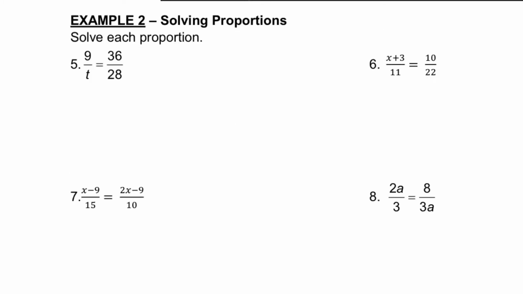Let's look at example 2, number 5. And again, how we're going to solve these proportions, what we have is two equal fractions. So we're just going to set the cross products equal. So this cross product is going to be t times 36, and we're going to set it equal to this cross product, which is 9 times 28. So let's go ahead and do that. So we're going to write t times 36. That's the same thing as 36t. That is going to equal the other cross product, which is 9 times 28.